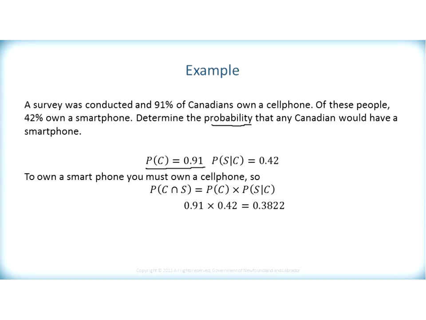The probability that you own a smartphone, given that you have a cell phone, since you have to have a cell phone in order to have a smartphone, is 42%, or 0.42. The probability of owning a cell phone and it being a smartphone is the probability of a cell phone multiplied by the probability of a smartphone, given that you have a cell phone. That is going to be 0.3822, which is 38.22%.